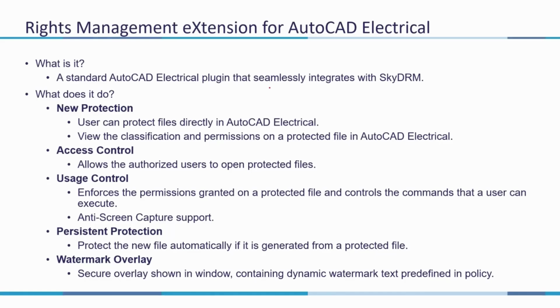The third feature is usage control. It controls whether the user can save as, export, and print NextLabs protected files in AutoCAD Electrical. In addition, it prevents screen capture if permissions are not granted through anti-screen capture support. The fourth feature is persistent protection. Whenever a user saves, performs a save as, or export of a NextLabs protected AutoCAD Electrical file, the new file is also protected and the classification remains the same as the original.